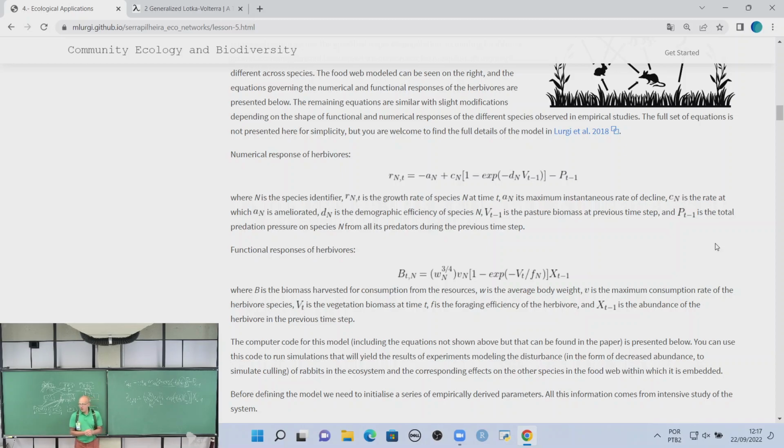I don't know how much statistical modeling you guys are used to doing, or do any of you do data analysis, or is it just mathematics and simulations? Can you put your hands up if you do data analysis? Okay, so a few more left.